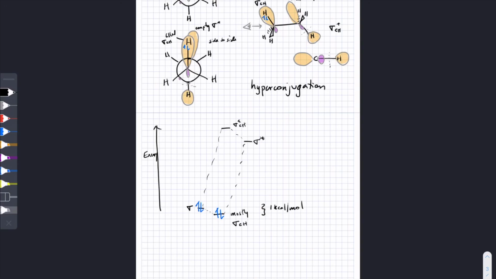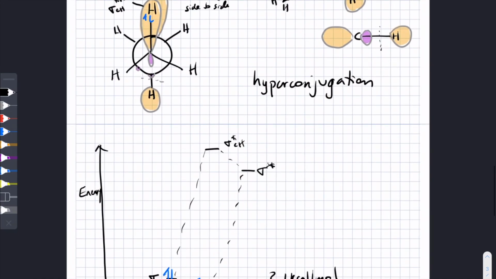In pure molecular orbital theory, you actually don't need this at all. But we're going to use hyperconjugation later on as an explanation for why certain things happen in organic chemistry. We're going to call this kind of hyperconjugation the overlap of a filled sigma orbital with an empty sigma star orbital. We'll call it sigma to sigma star hyperconjugation. And that's all you really need to know for now.